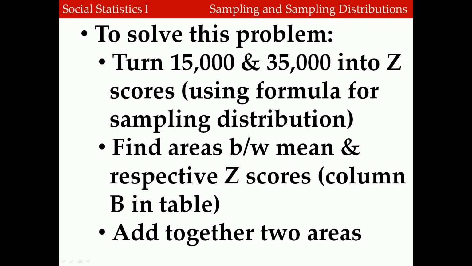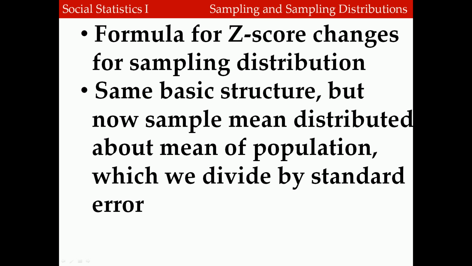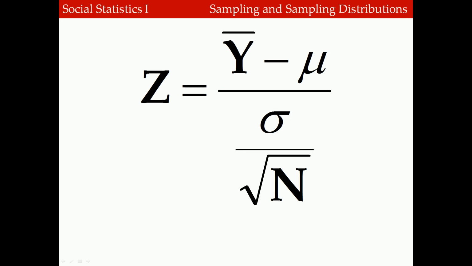And so we're going to start by calculating the respective z-scores for 15,000 and 35,000. We're going to find their areas, and we're going to add them together. So notice that the z-score formula is going to change for the sampling distribution. It's not the same formula that we use for a normally distributed variable, although it has the same basic structure. Recall that in our earlier formula, we took some value, we subtracted the sample mean, and we divided it by its sample standard deviation. Well, this time we have a distribution of sample means, and we're going to subtract those from the true population mean and divide by the true population standard error.